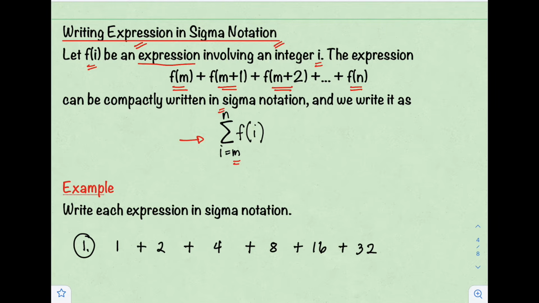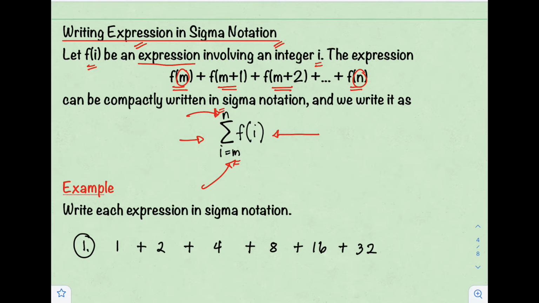Okay, so here, guys, if you observe, our first term, which is m, is our lower bound. Then the term at the end, which is n, is our upper bound. So to rewrite an expression in sigma notation, we need to get the pattern or the general term, which is f of I.